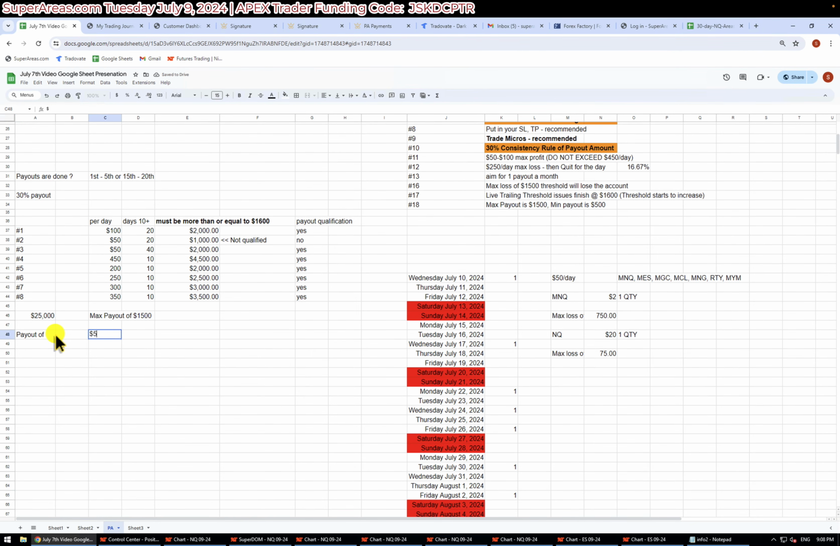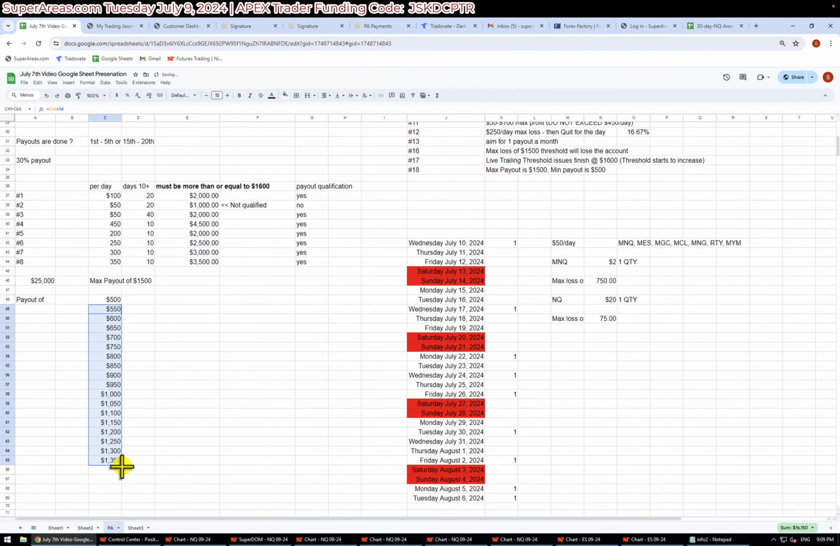500. Now let's go all the way up, in increments of $50, so 550. So this plus $50. So let's say you want to take 550 out. Let's do all the way with $50 increments. You can do $10 increments, it doesn't matter. You can do decimal increments, I don't care. So let's do a maximum of $1,500. So that's the payout that you want to request, $500 from this particular account, 30% rule.